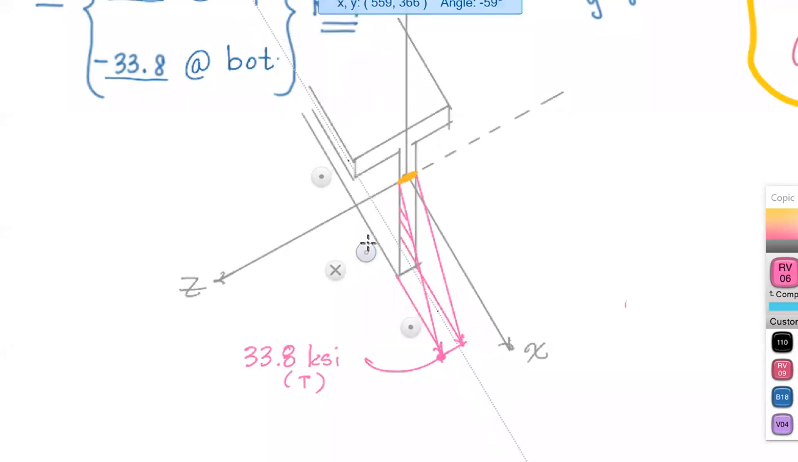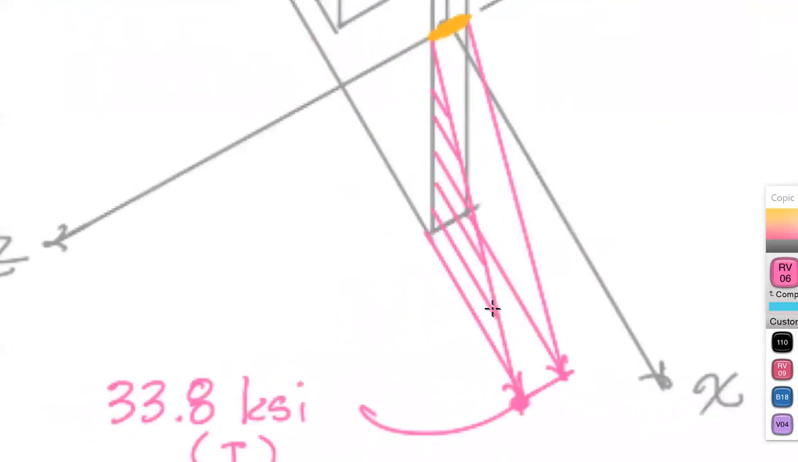Okay, so we do have tension, all these fibers pulling, but they're increasing linearly as I go from top to bottom. So there is a pulling stress, decreasing until I get to zero there. All those little points are zero at the axis of bending.